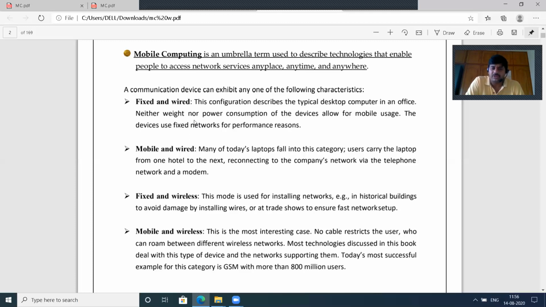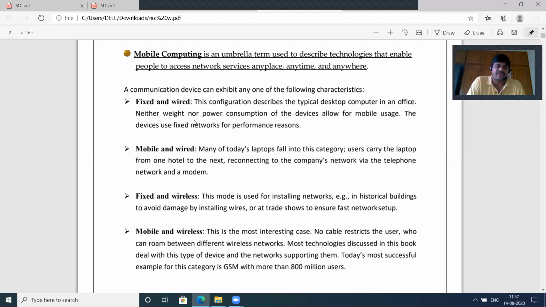In this case, there is no cable required. There is no restriction of cable. There is no restriction. The user can roam from one place to another place. There is no limitation of cables and everything. The best example for this mobile and wireless characteristic is our mobile device.